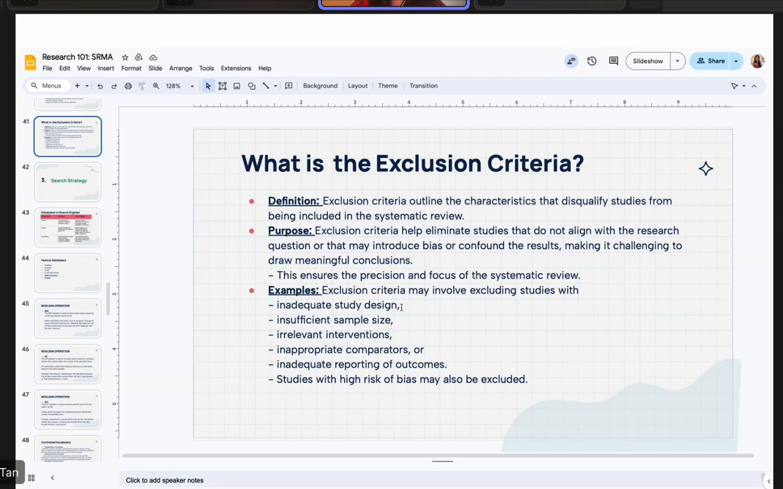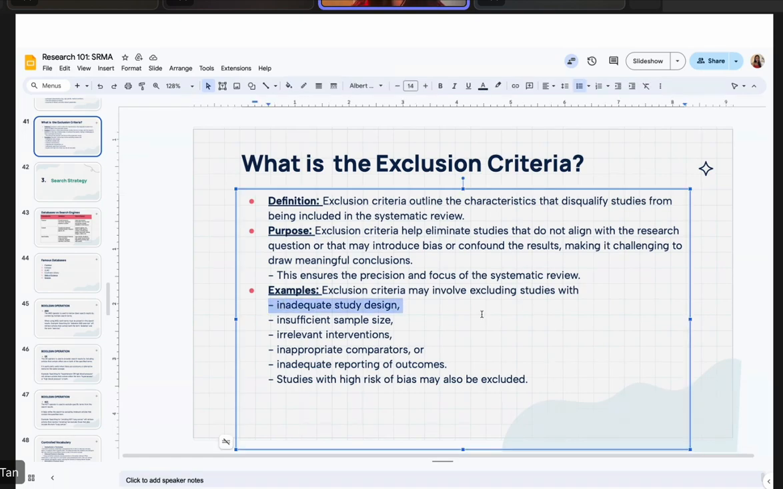So for example, inadequate study design. So if we're looking at a research question on whether or not this dietary intervention is better for patients with type 2 diabetes, we would not want to look at narrative reviews, for example. We would want to look at clinical trials or cohort studies. So that would be this one.